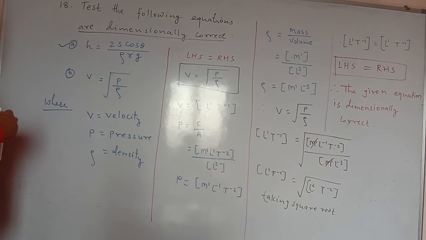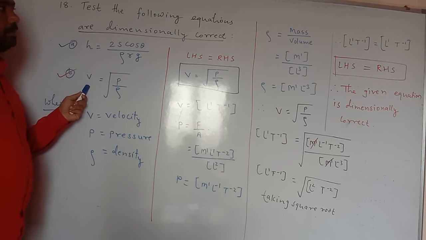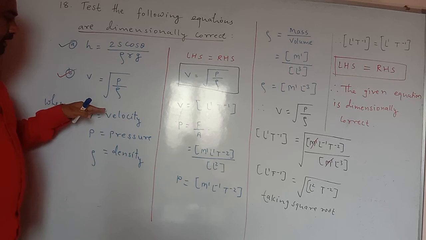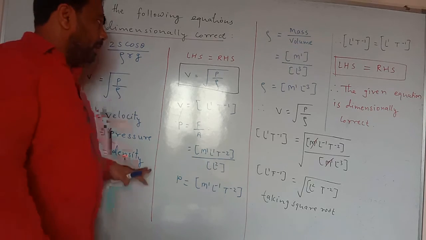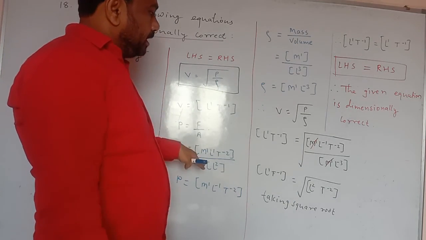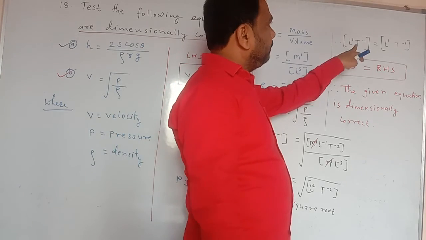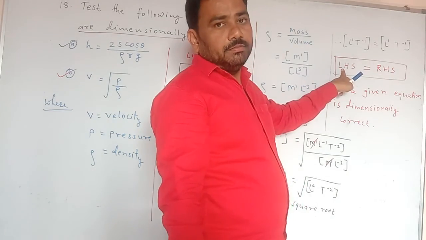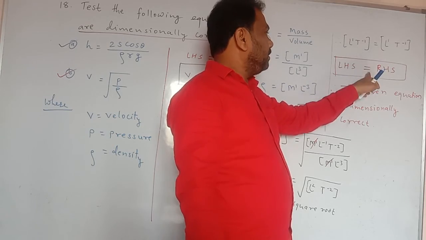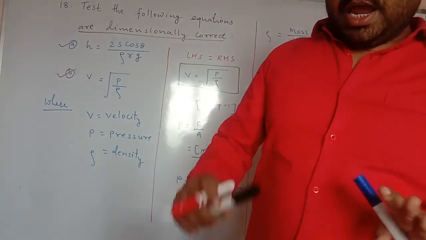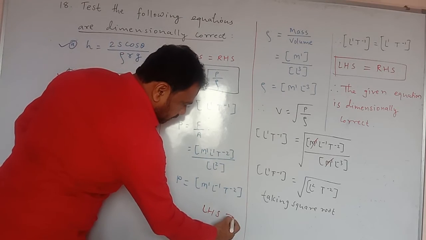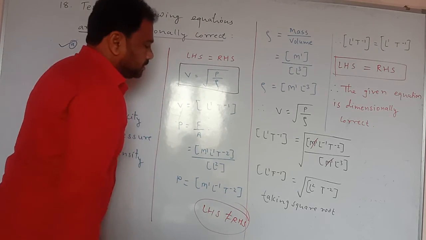This means the problem we had to solve is dimensionally correct. Why? Because after taking the quantities and putting all their dimensions in the equation, we get the final answer L1 T minus 1 on both sides. Left hand side of the equation must be equal to the right hand side, and if both sides are equal to each other, then the given equation is dimensionally correct. And if LHS is not equal to RHS, then the given equation is not dimensionally correct.